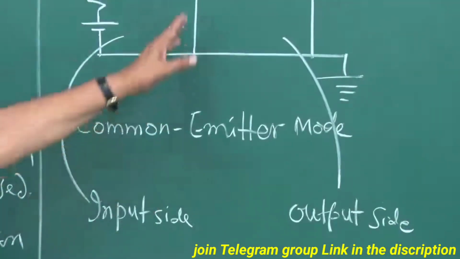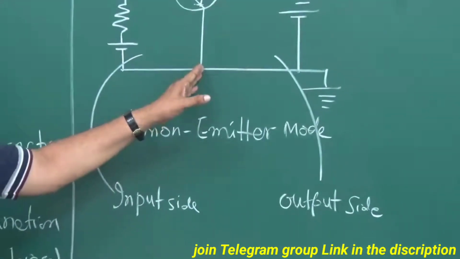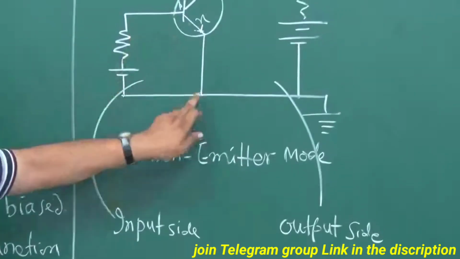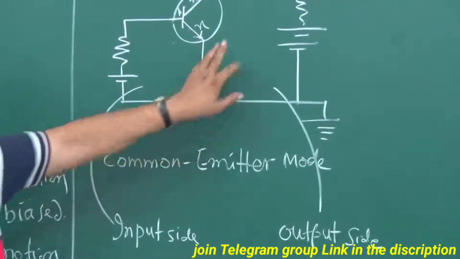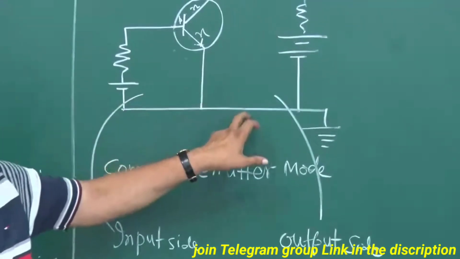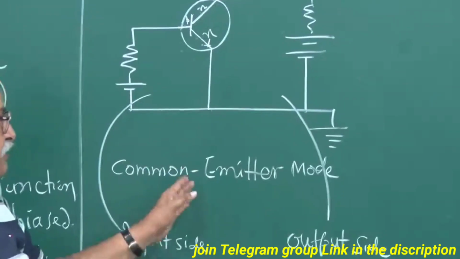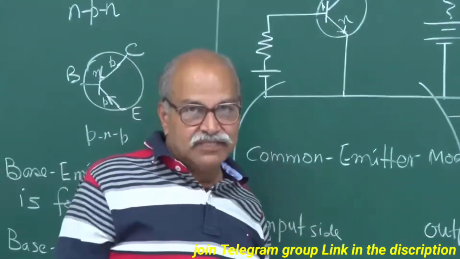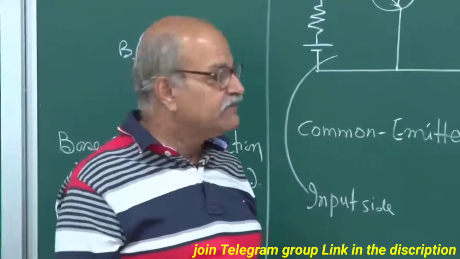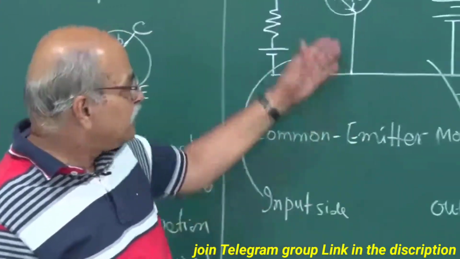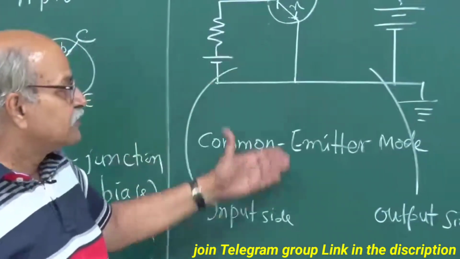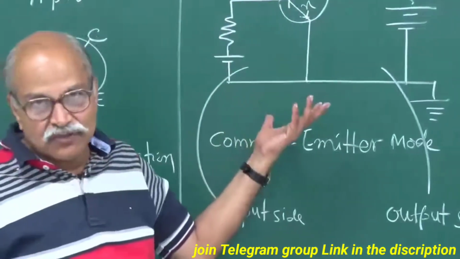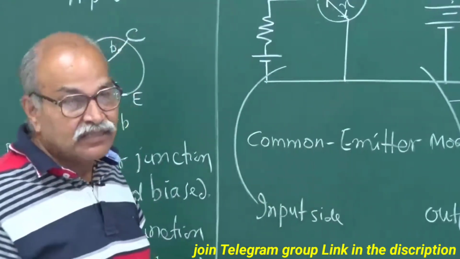Right, and this emitter is common to both of them. For this circuit also the emitter is coming into the picture, for this circuit also the emitter is coming into the picture. So it is common emitter mode, and many of the applications which we will be dealing with in this course will be in this mode, common emitter mode.